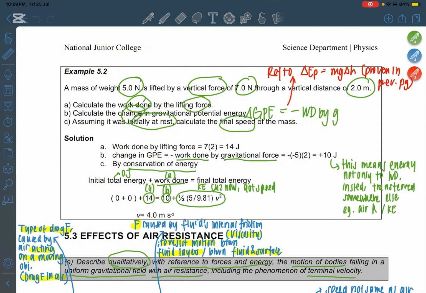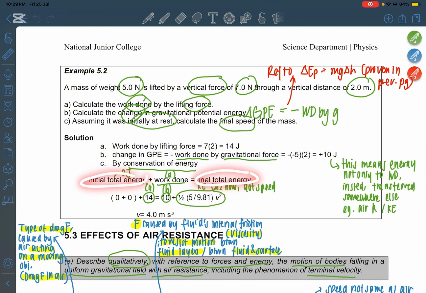So, last question. Assuming it was initially at rest, u equals to 0, calculate the final speed of the mass. Final speed would be this. Okay, so by conservation of energy, I like to write it this way: the initial total energy plus work done equals the final total energy. Why is that so? We just assume that initial equals final. But why do we have work done? Because according to this question, we've already made some changes. We give some of our energy to the work done.